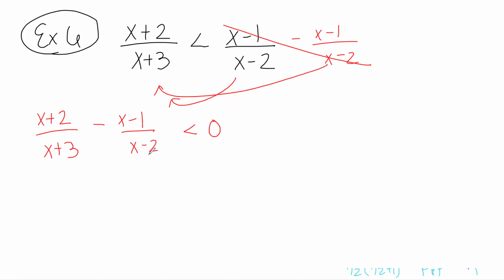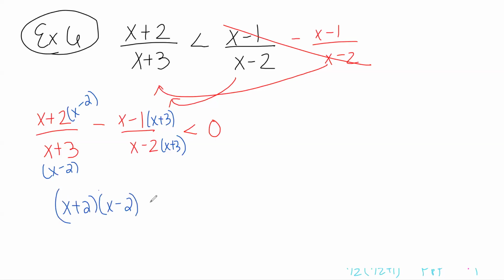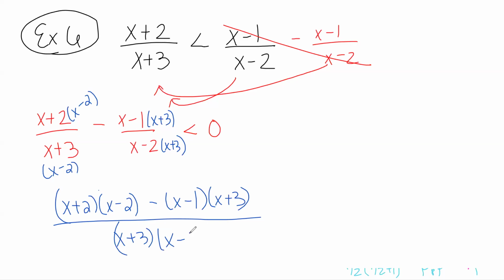Common denominator. So we need to multiply by x minus 2 upstairs, and we need to multiply by x plus 3, top and bottom. All right, so that's x plus 2 times x minus 2 minus x minus 1 times x plus 3, all over common denominator x plus 3, x minus 2, less than 0.